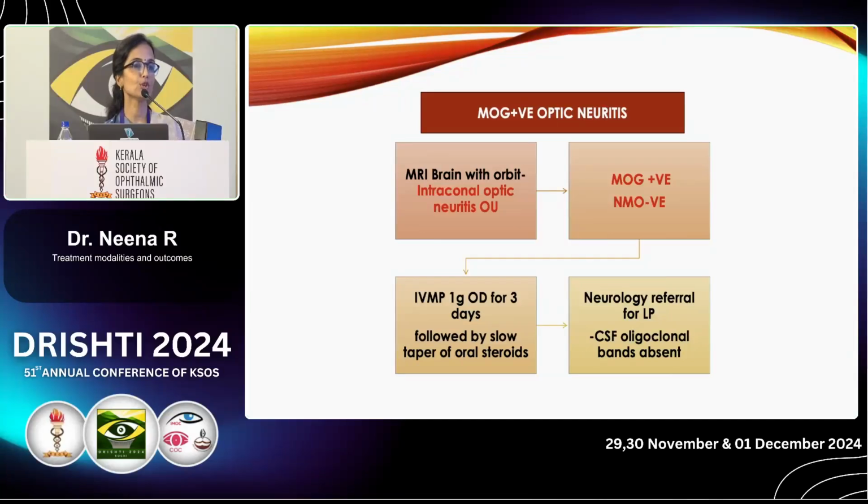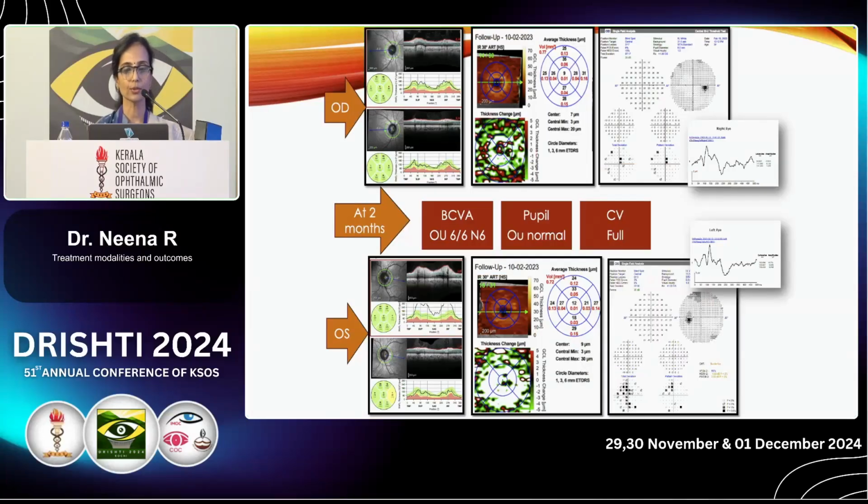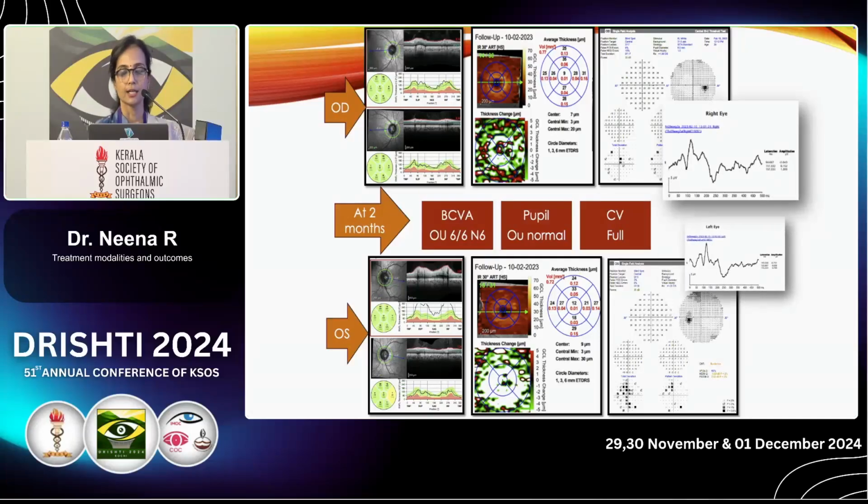So it's very important to do the serology in optic neuritis to distinguish whether it is a demyelinating optic neuritis due to MS or it is due to MOG or NMO, because the treatment is totally different. In MS, you give immunomodulatory therapy. In MOG and NMO, you give more of immunosuppressive therapy. So that is the difference. You can see the VEP improved eventually. The visual acuity improved to 6/6, N6 eventually, and his disc edema resolved.